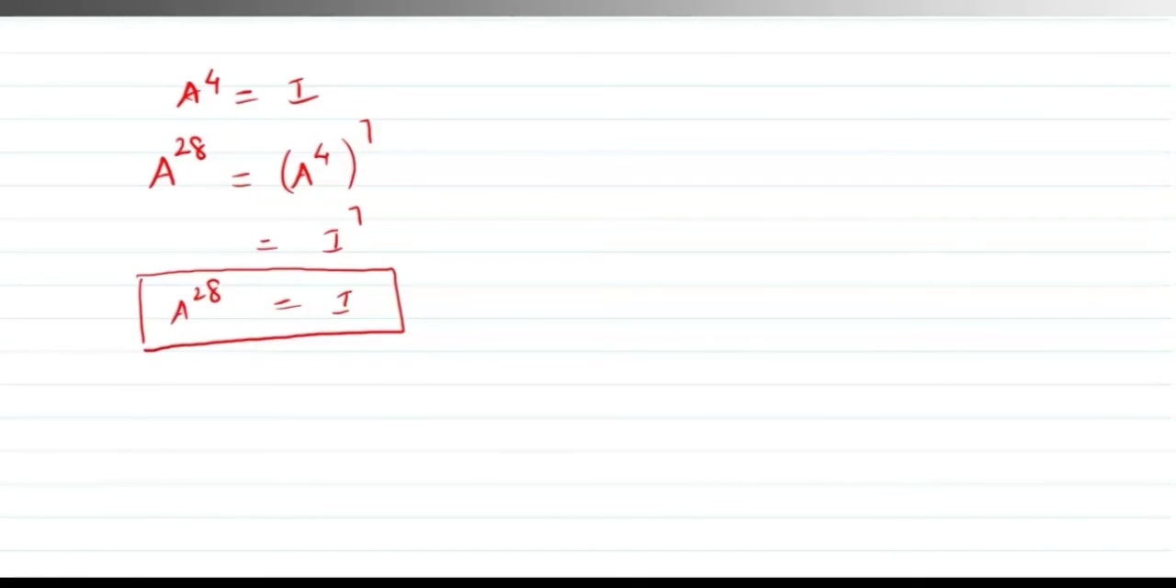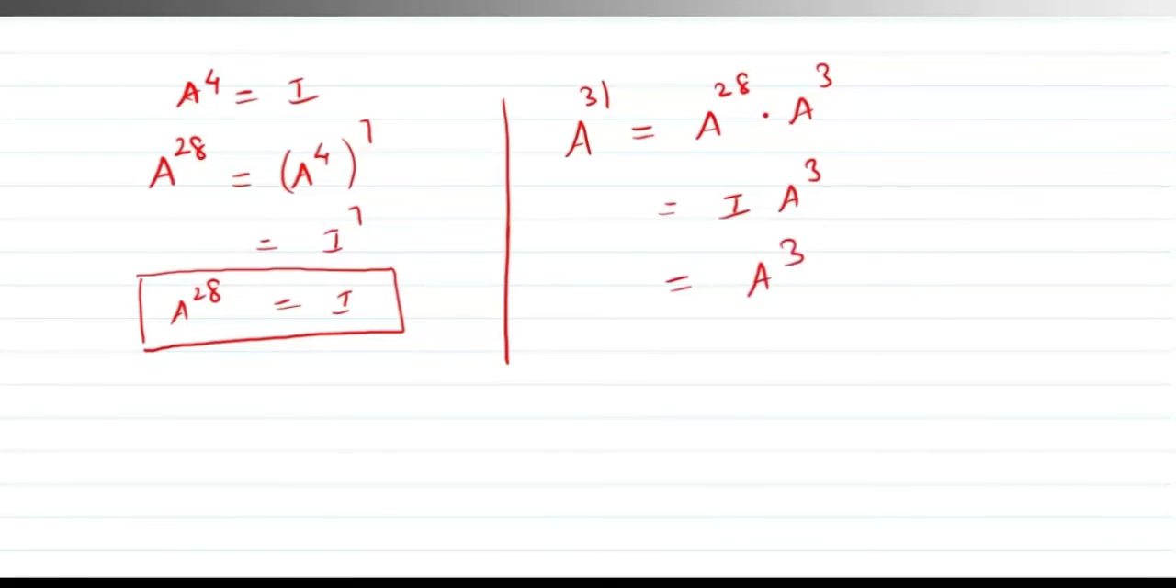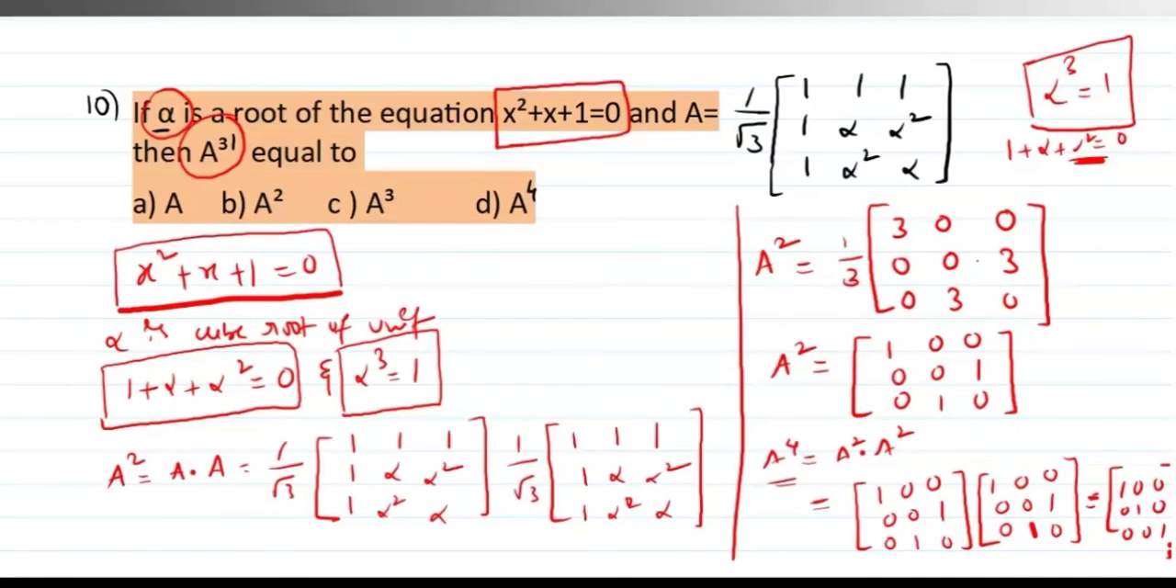Okay, now we have to find A power 31. A power 31 means A power 28 into A power 3. A power 28 value is I, so I into A power 3 is nothing but A power 3. So the A power 31 value will be A power 3. So what is the answer now? Option C is the answer. See, it is general matrix multiplication, but meanwhile in the process of simplification we have to use alpha cube is equal to 1 and 1 plus alpha plus alpha square value as 0. Then only we will get this A square is equal to 1 by 3 times of [3 0 0; 0 0 3; 0 3 0].